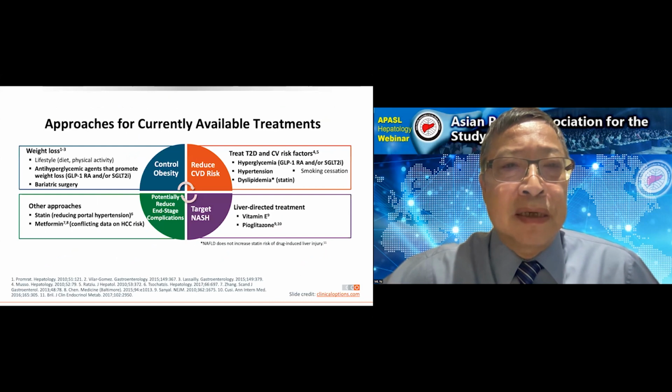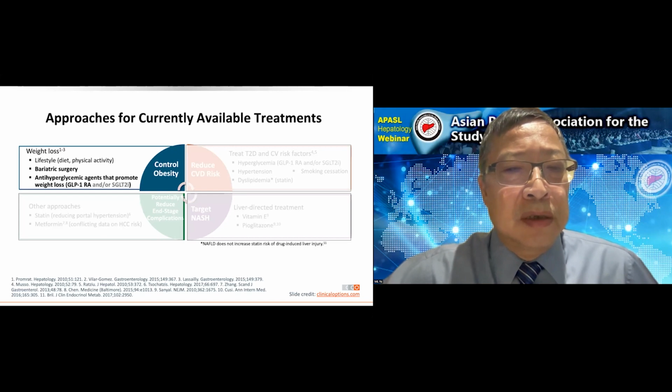So even in the absence of an approved agent for treatment of NASH, we can have a four-strategy approach for our patient population with NASH to minimize long-term adverse complications and to improve long-term survival. The first one is weight loss to control obesity. The second strategy is to treat type 2 diabetes and cardiovascular risk factors to reduce cardiovascular events. The third one is the off-label use of liver-directed treatment with vitamin E and pioglitazone to manage NASH. And the final one is agents that could potentially reduce end-stage liver complications.